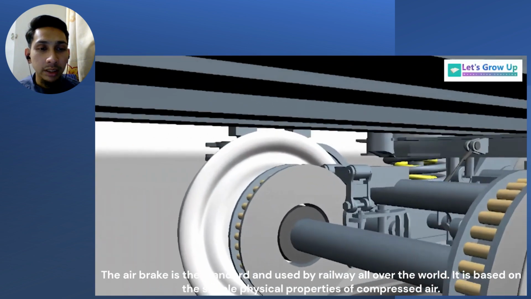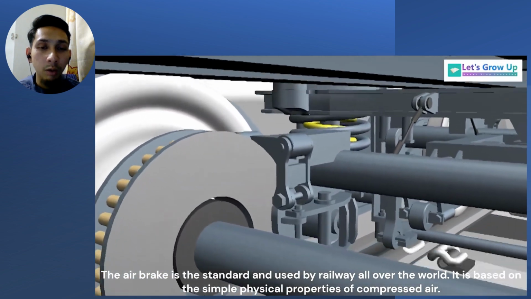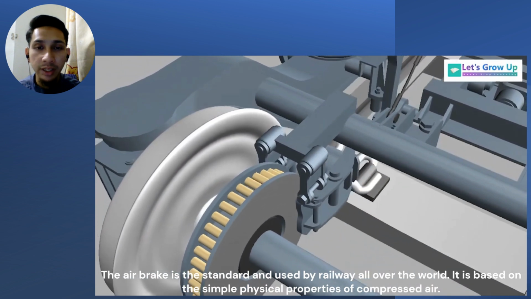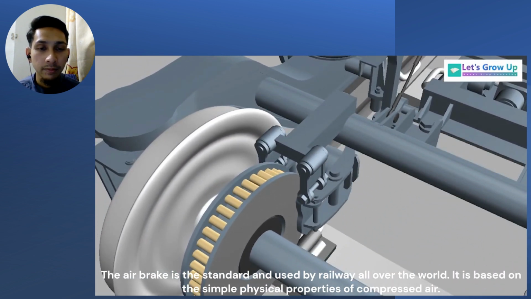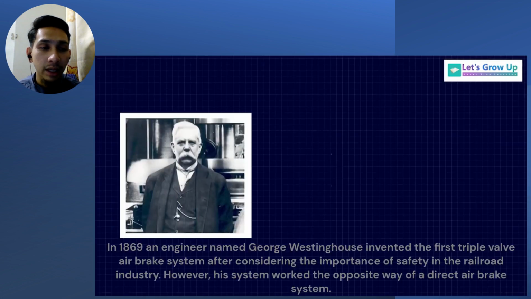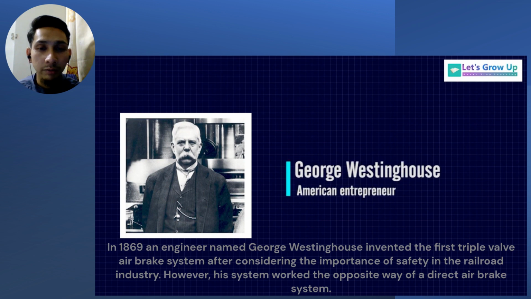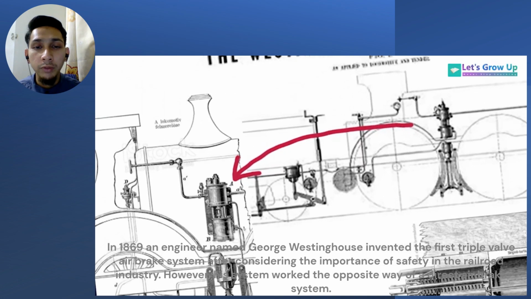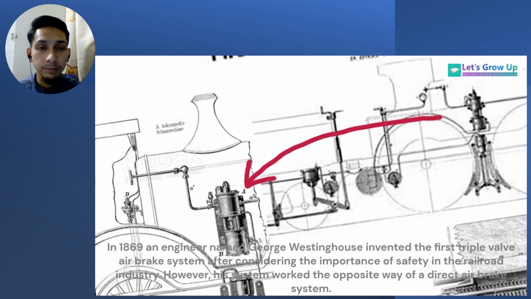The air brake is standard and used by railways all over the world. It is based on the simple physical properties of compressed air. In 1869, an engineer named George Westinghouse invented the first triple valve brake system after considering the importance of safety in the railroad industry. However, his system worked the opposite way of a direct air brake system.